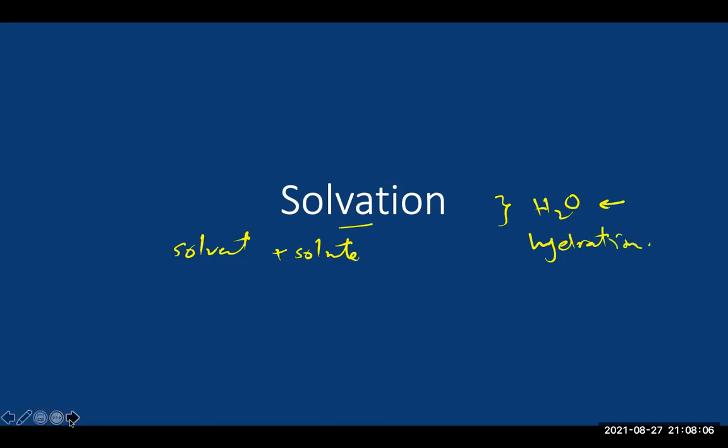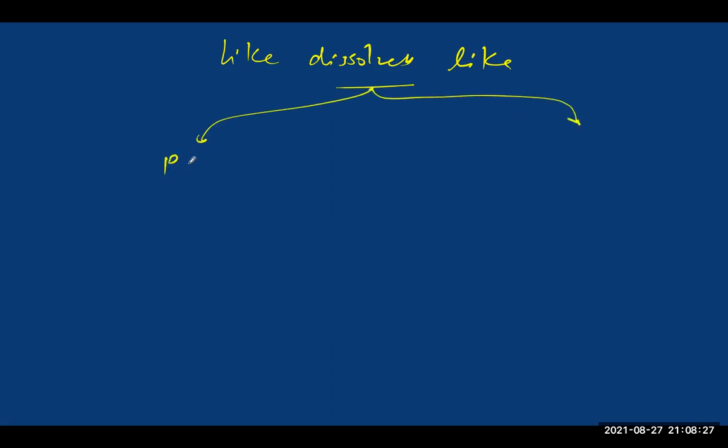So how will the solvation occur? We have a rule here. This rule is called like dissolves like. So what do we mean by like dissolves like? It means that each group will dissolve the same group or the same category. So we have two groups here, the first one is polar, and the second one is non-polar. If we have a polar solvent like H2O, it will dissolve a polar molecule.